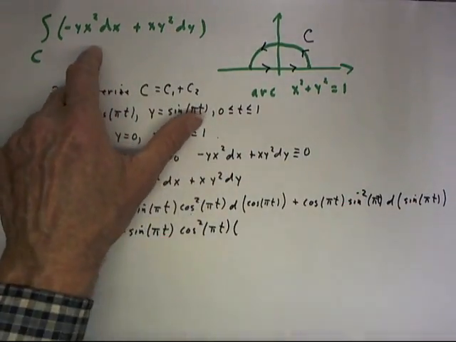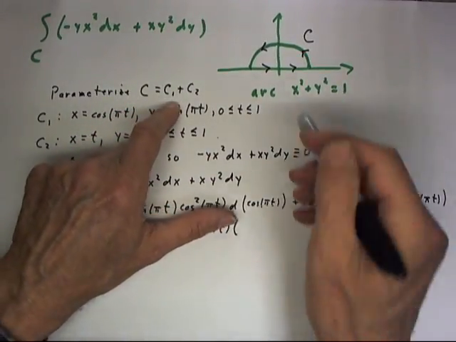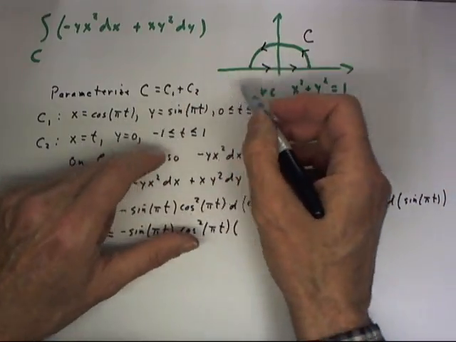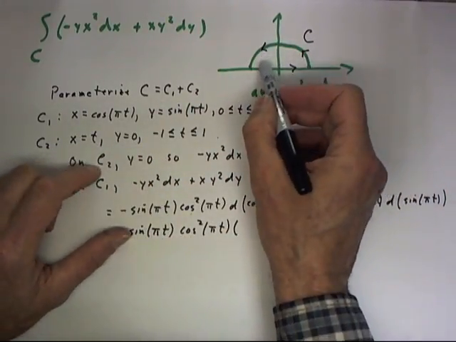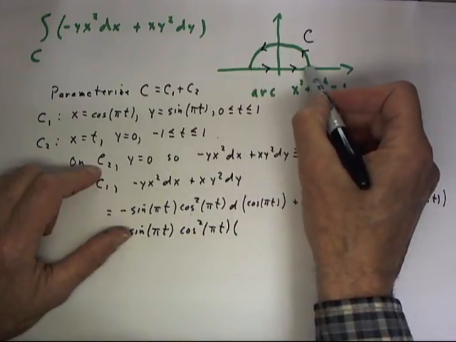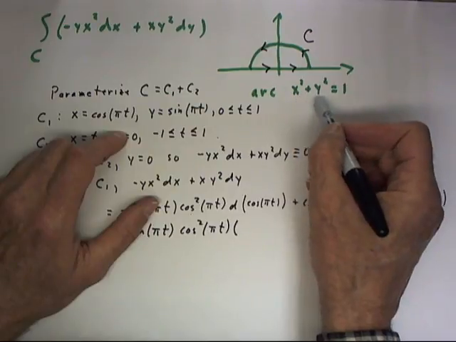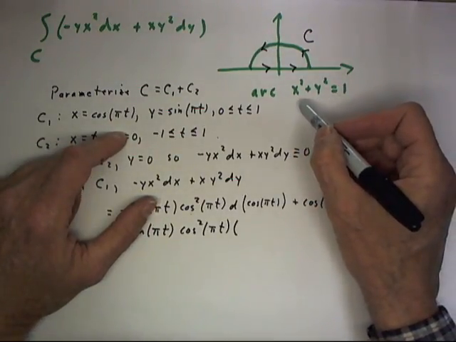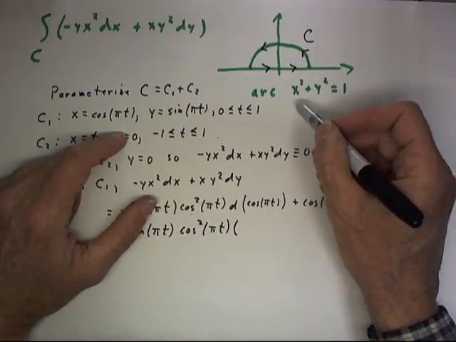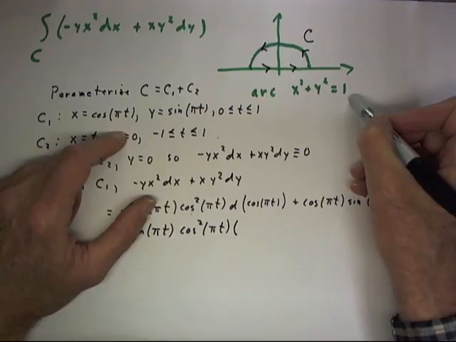Now, to perform this integral, we're going to parameterize the curve as C1 plus C2, where C1 is just the arc and C2 is the straight line segment. So the arc, again, is x squared plus y squared equals 1. This suggests that we parameterize using the Pythagorean identity that the cosine squared plus the sine squared of the same angle has to equal 1.